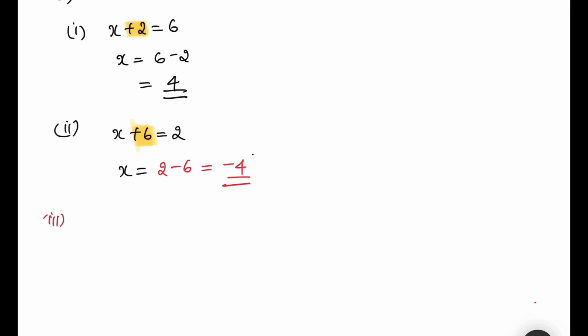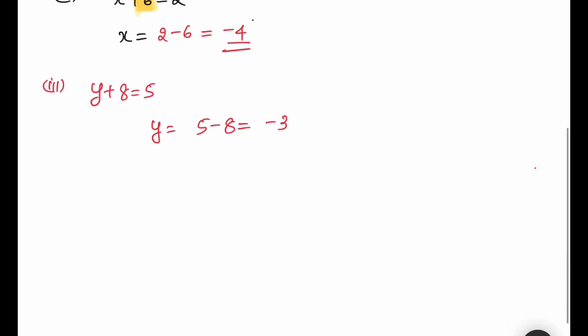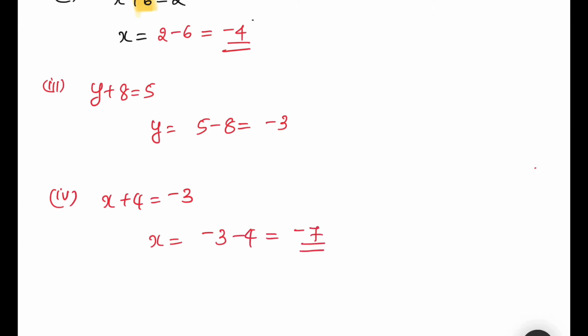Now third sub question, you have y plus 8 is equal to 5. So I can take y is equal to 5 minus 8, that is equal to minus 3. Fourth sub question, we have x plus 4 is equal to minus 3. x equal to minus 3 minus 4. What is minus 3 minus 4? That is equal to minus 7.